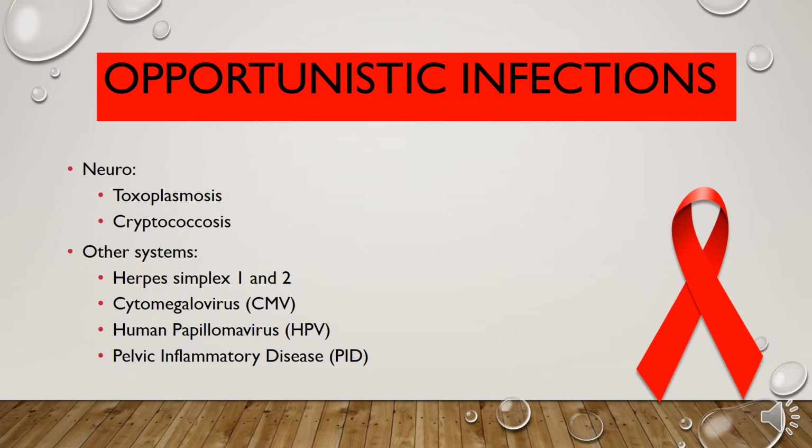And then a couple other systems that are affected by opportunistic infections. So these patients are at higher risk of herpes simplex 1 and 2. Cytomegalovirus or CMV, this is a part of the herpes virus family that can affect the retina, GI tract, or lungs. So it's a primary cause of blindness in patients with AIDS.